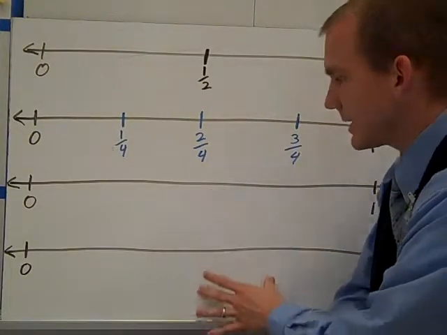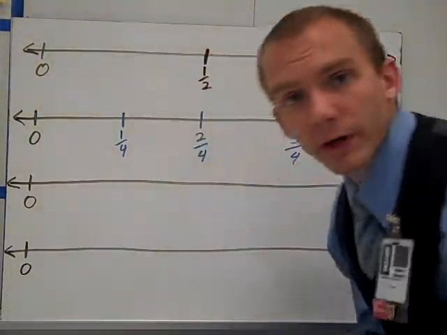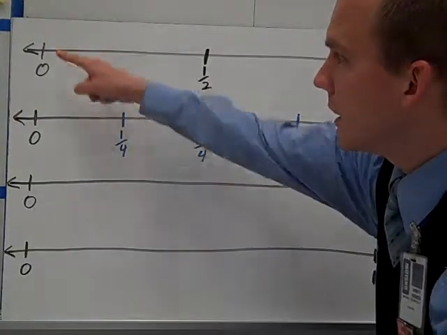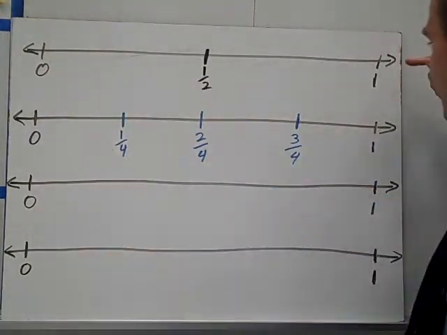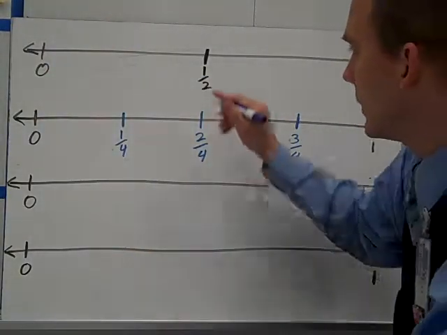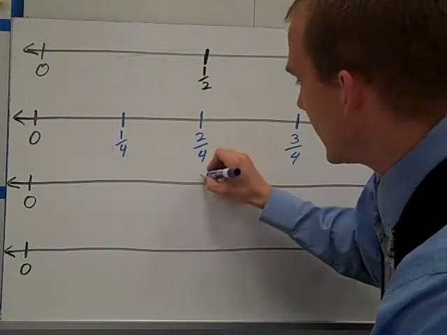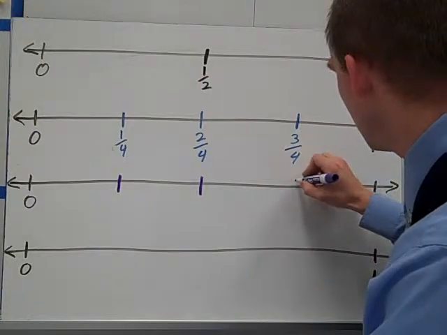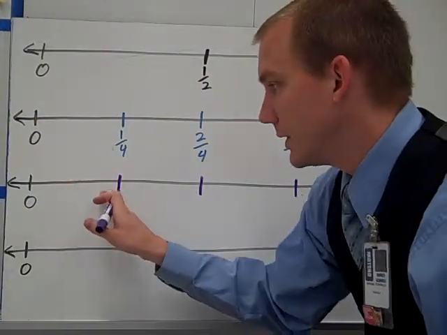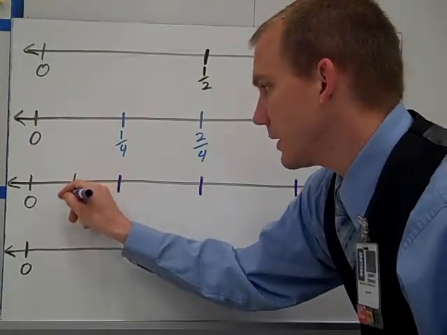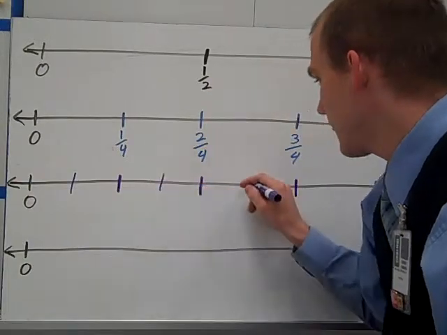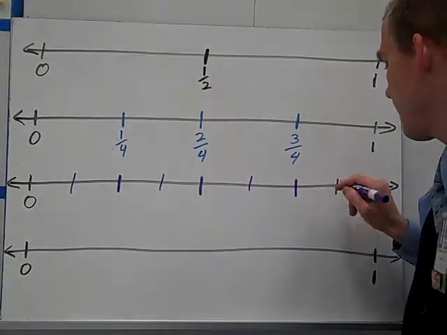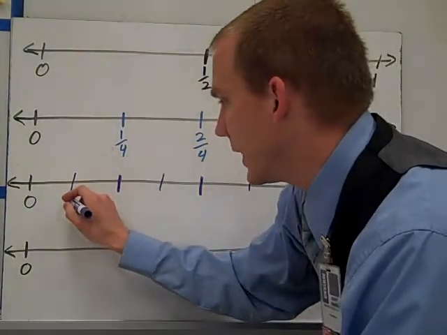I want to put eighths and sixths on here to show you some more equivalent fractions in the number lines. Again, note, all my zeros are lined up, all my ones are lined up. Let's start with drawing eighths. To do eighths, I always split it in half, then I split each half in half again, and then I split each one of these now fourths in half again. So now I have approximately eighths.